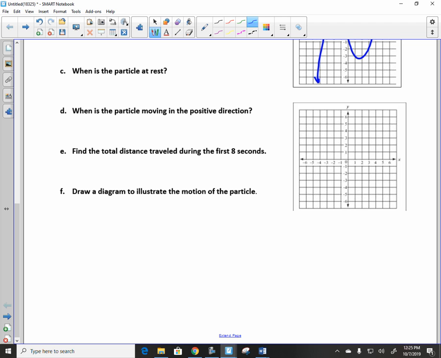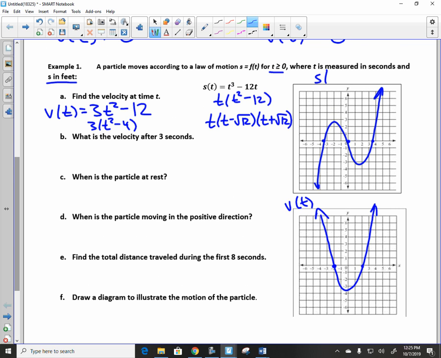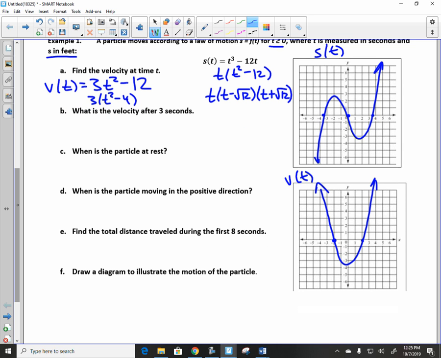So you can see it crosses at -2 and at +2. So this is what we call the velocity function, and this is what we call the position function. We have both graphs. Now we need to be able to make sense of it.